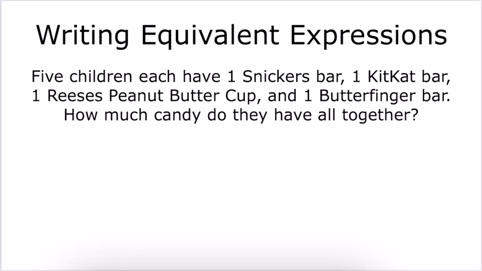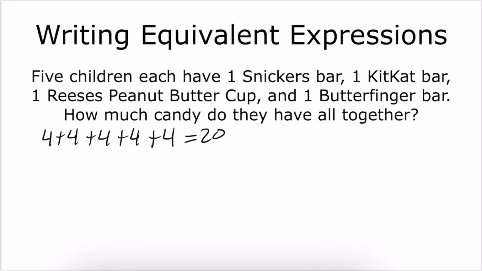one Kit Kat bar, one Reese's peanut butter cup, and one Butterfinger bar, and you ask the students to figure out how much candy they have all together, it's likely that the students may have different strategies for doing this if you let them work independently or in groups. Because some students might think about this as 4 plus 4 plus 4 plus 4 plus 4, because each of the children have four candies. And so you just add four together 5 times, and that tells you that you have 20 candies.